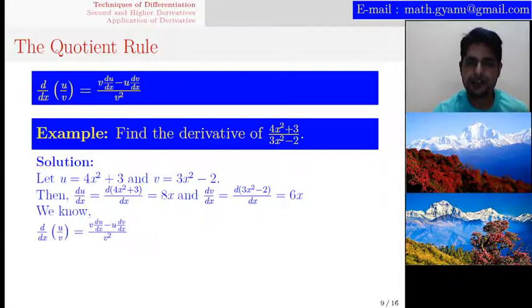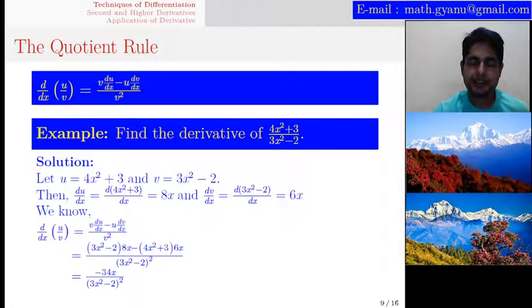We know the formula for the quotient rule, d by dx of u by v equals v du by dx minus u dv by dx all divided by v square. Now simply substitute the values of v, u, du by dx, dv by dx, and you will get it in this form. Value of v is 3x square minus 2, du by dx is 8x, minus value of u is 4x square plus 3 times dv by dx is 6x, and v square means 3x square minus 2 whole square. After simplifying, this result will be minus 34x whole divided by 3x square minus 2 whole square.